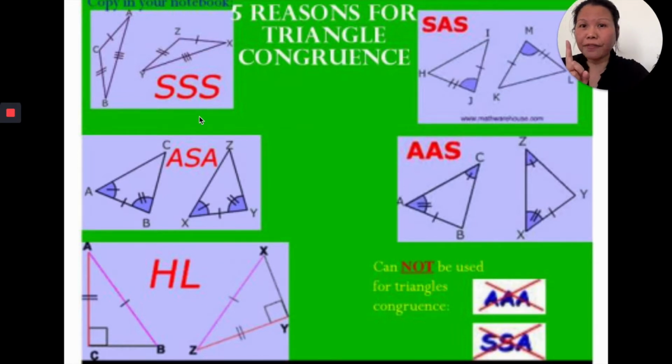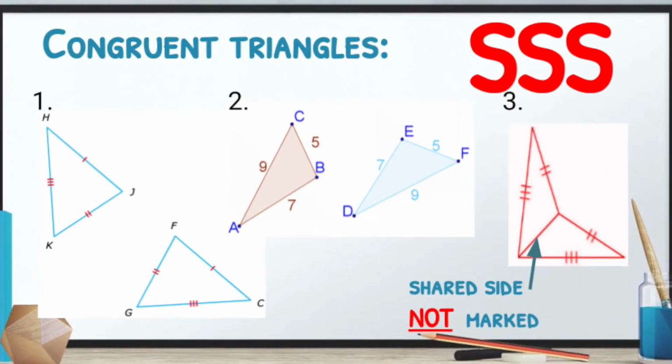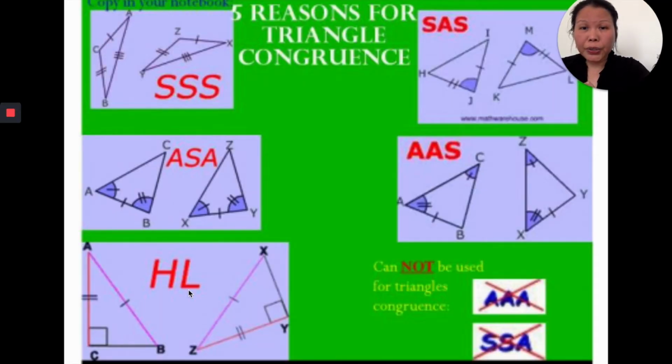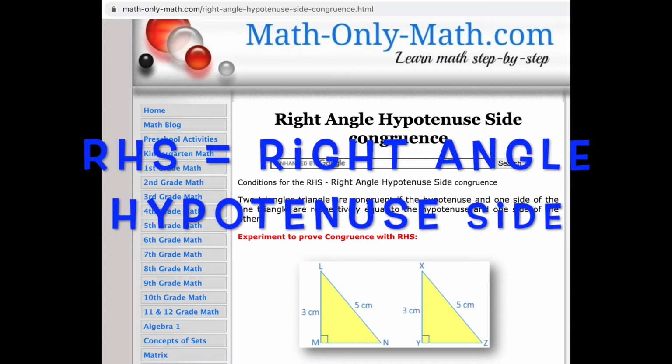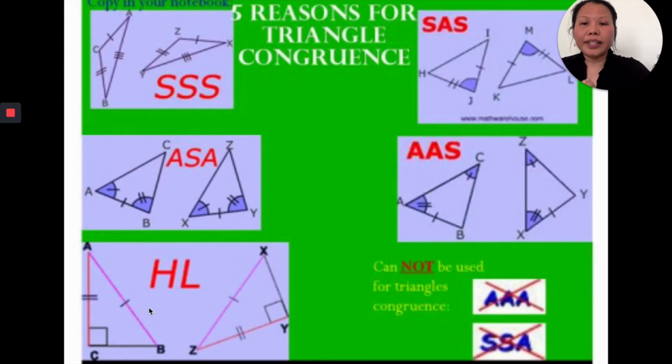Starting from the one on the left, we have side, side, side. Angle, side, angle. Hypotenuse and one leg. Sometimes we call this one hypotenuse and one side. RHS, which stands for right angle hypotenuse side, or HS. And this is the only case where we have a right triangle to use this reason for triangle congruency.